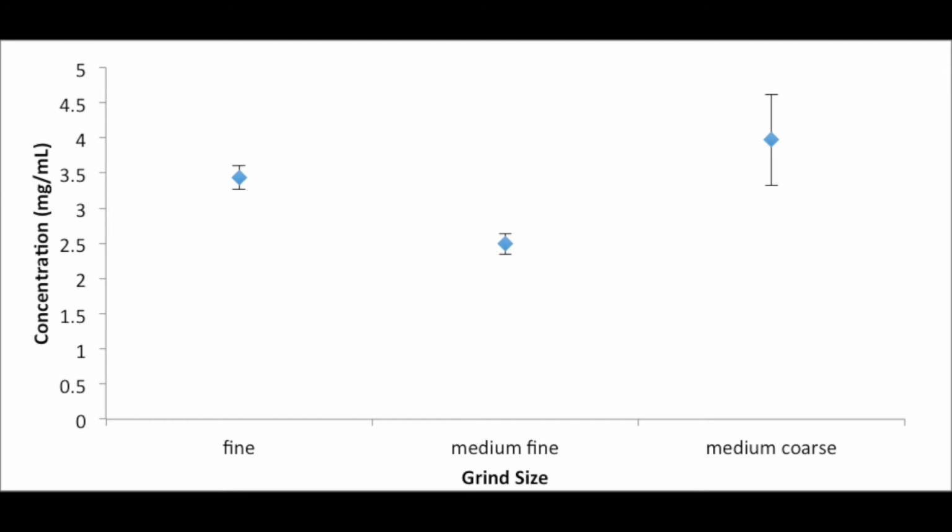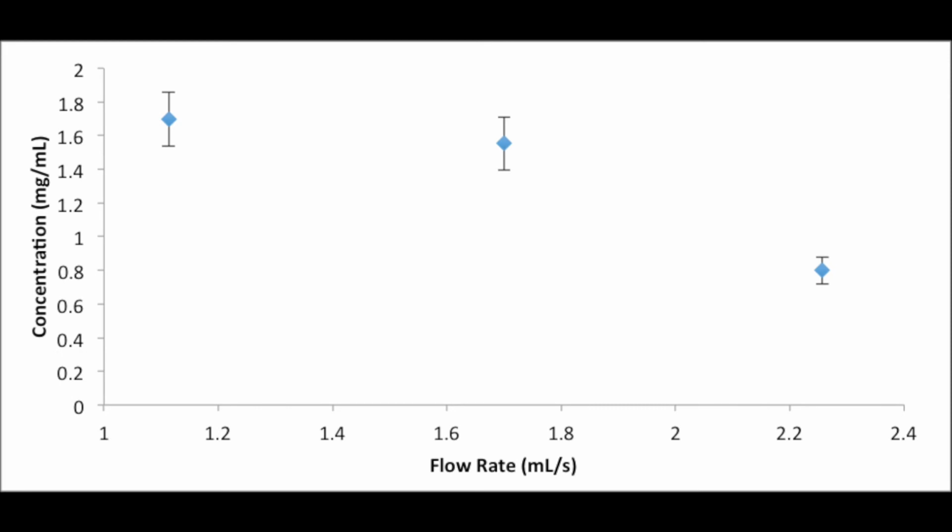The initial prediction was that as the grind size increases, the concentration of caffeine would decrease because the surface to volume ratio would decrease as the grind size increases. The data does not show this and instead shows no general trend when relating concentration of caffeine extracted to grind size. Lastly, when varying flow rate, the data seems to show consistency.